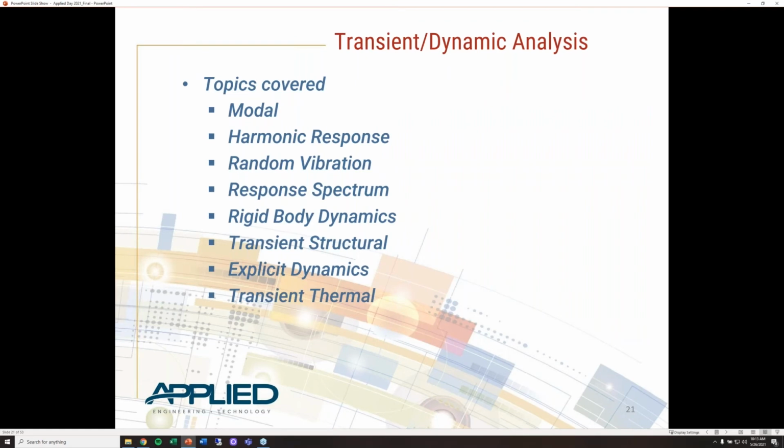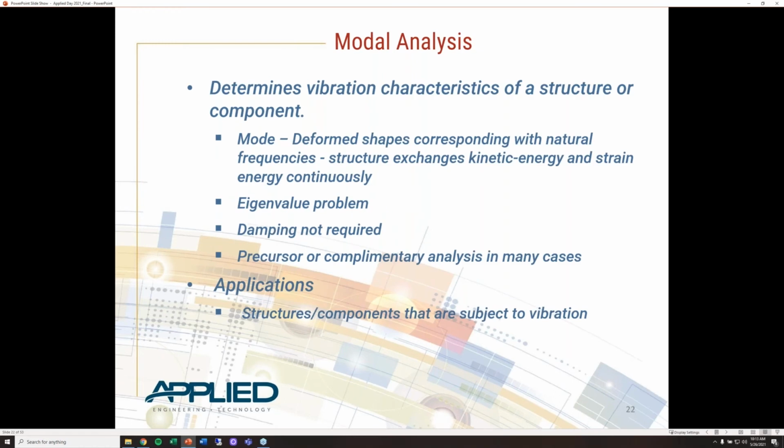We'll move on now to the transient dynamic portion of the analysis. This has several more topics that we will cover. These topics include modal analysis, harmonic response analysis, random vibration analysis, response spectrum analysis, rigid body dynamics, transient structural analysis, explicit dynamics, and transient thermal analysis. So we'll dive right in. We'll start off with modal analysis.